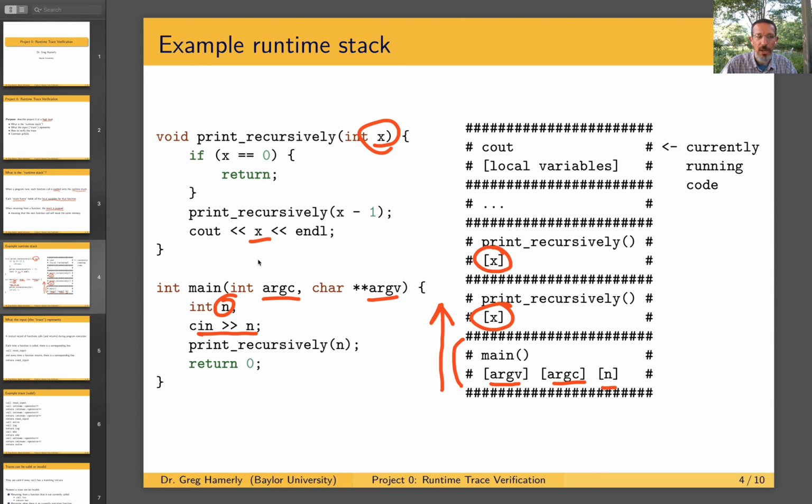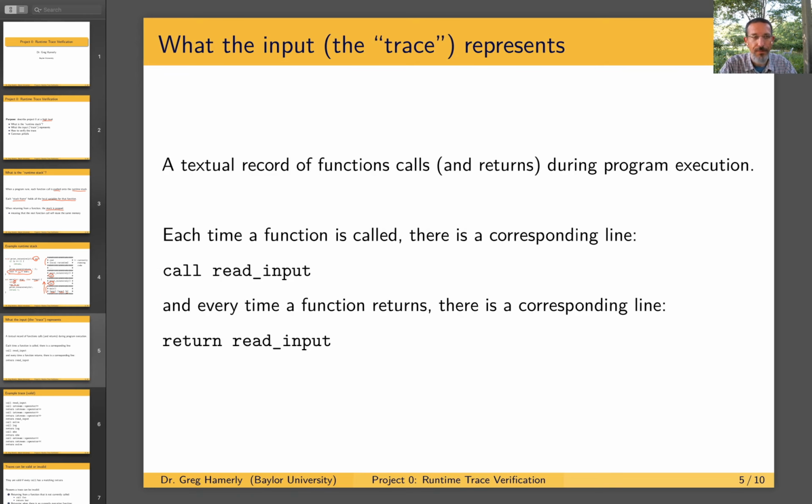And eventually, we get to call the cout left shift operator to print out at some point, and there are some local variables in here. And so that gets called eventually. The runtime stack grows as we make function calls and shrinks as we return from them. So that's the idea, and we'll go into that more in a future lecture again.